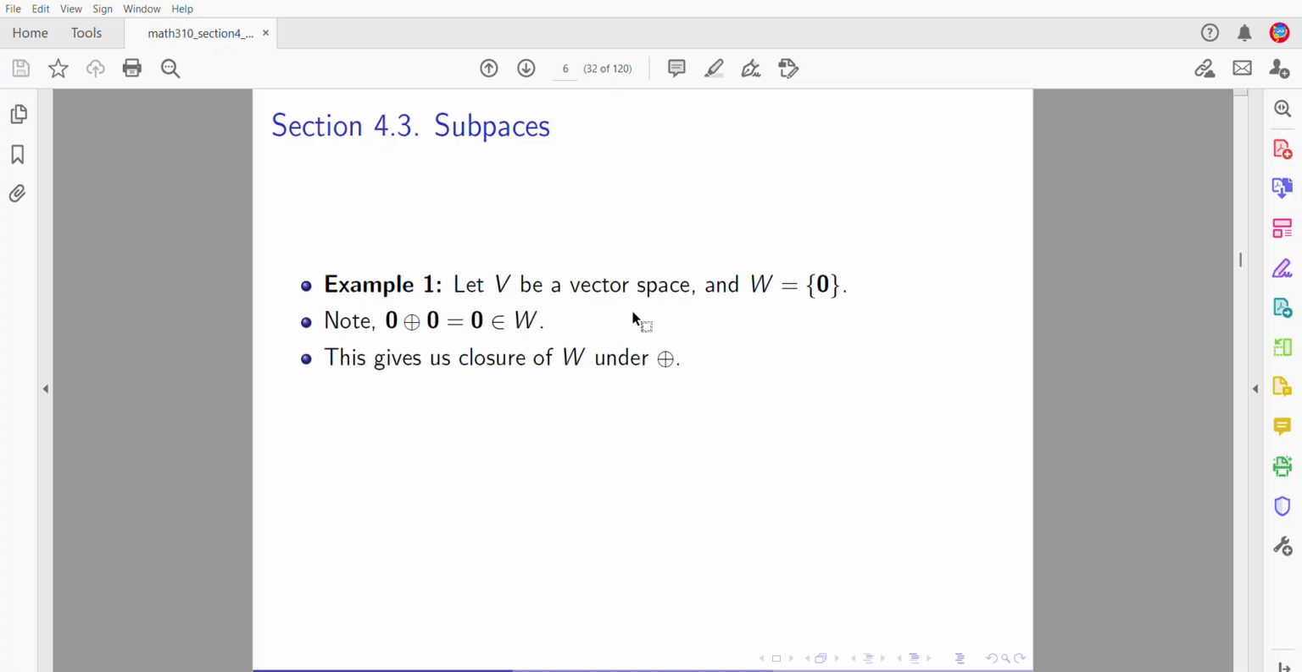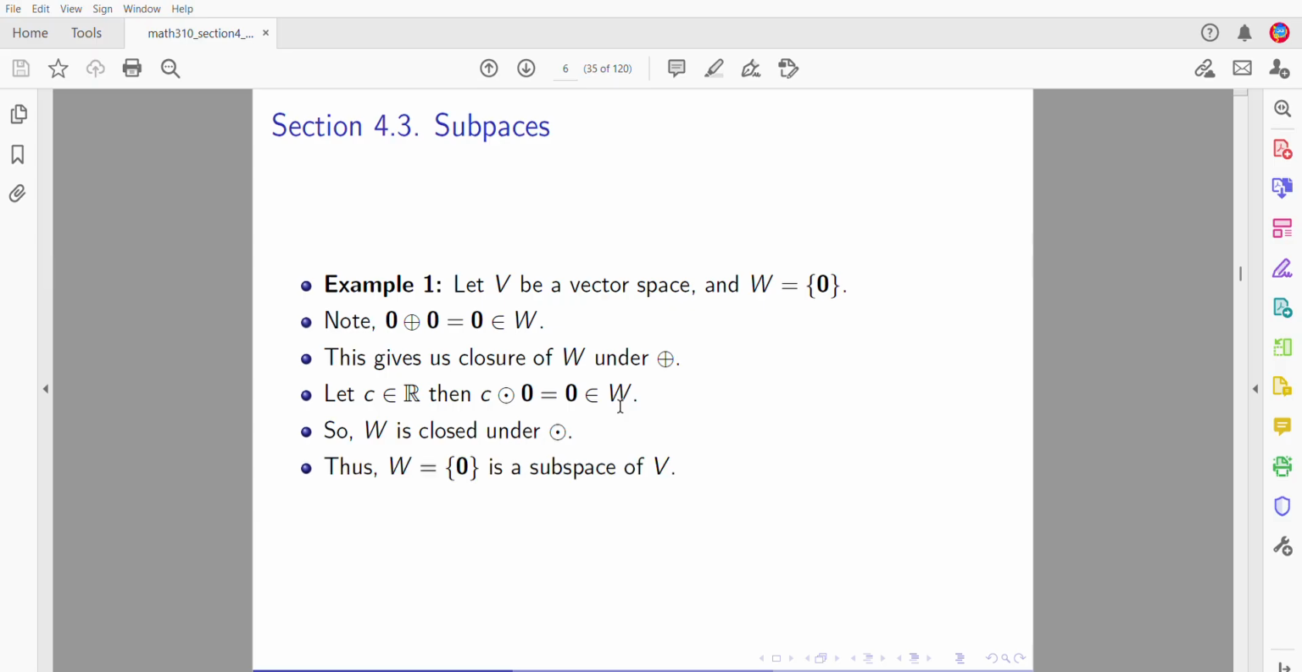So what else? Take any real number C. Scalar multiplication by C of the 0 vector is the 0 vector, back in W. So W is closed under scalar multiplication. Therefore, W is a subspace of V. That is, it is a vector space in its own right. It is non-empty and it is closed under ⊕ and ⊙.